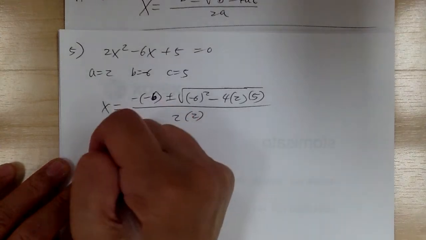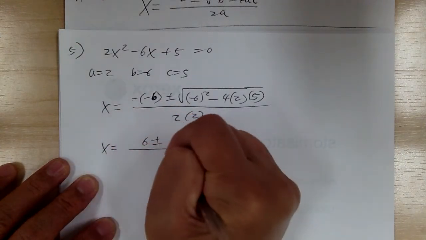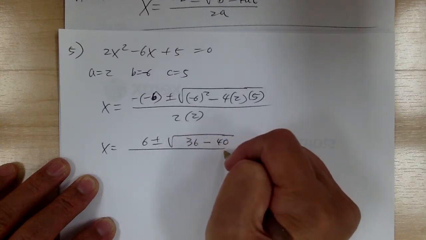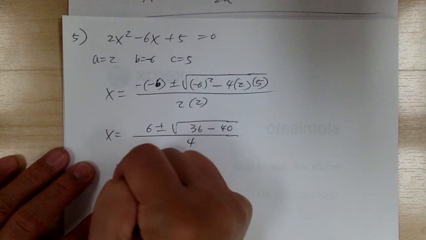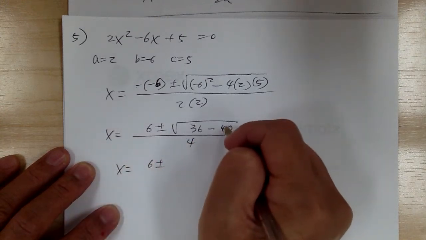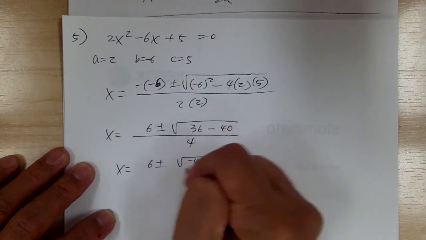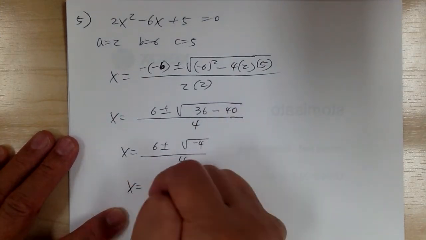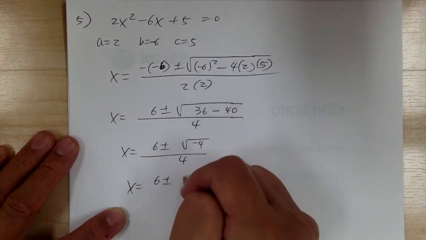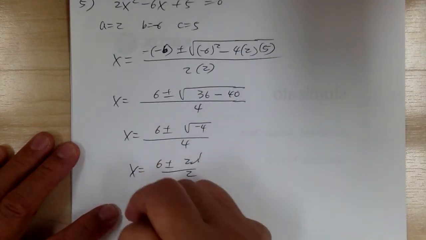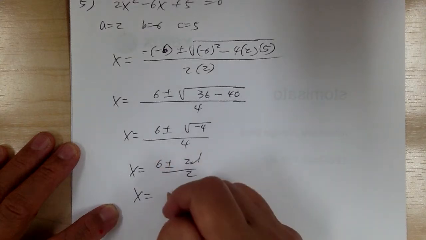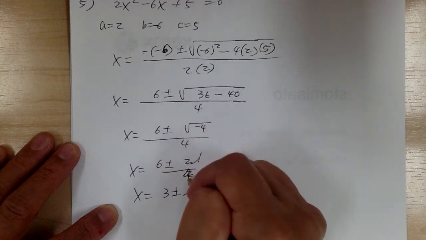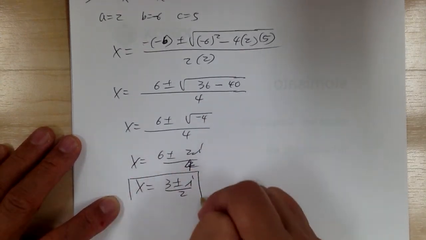Okay, so let's work it out. So x equal to 6 plus or minus square root of 36 minus 40 over 4. So this will give you negative 4. And so x will equal 6 plus or minus 2i over 4. So dividing by 2, it will be 3 plus or minus i over 2. Oh, this is a 4 over 2. There you go.